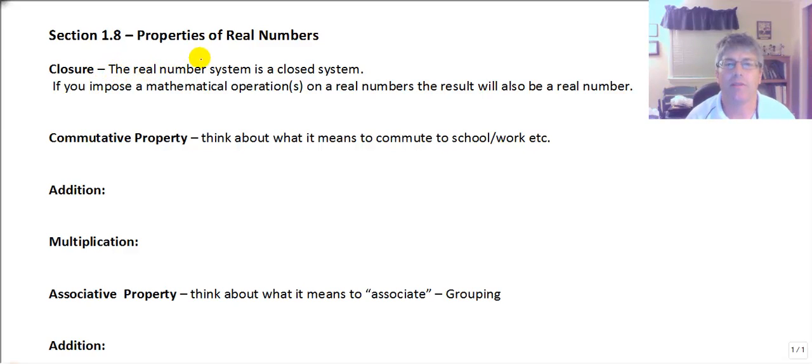The real number system is a closed system. Essentially, if you impose a mathematical operation or operations on a real number or the set of real numbers, the result will also be a real number. So if you work with real numbers, you put real numbers in, you are going to get real numbers back out. And that works with any set beyond just real numbers.